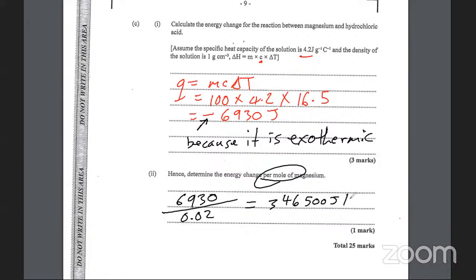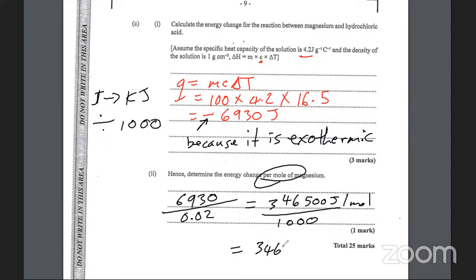That gives 346,500 joules per mole, but you actually put the answer in kilojoules. To convert joules to kilojoules, you divide by 1,000. So if you divide this answer by 1,000, you will get 346.5 kilojoules per mole. Remember, it's exothermic, so you put a negative sign in front of it. And so that's how you would work it out.